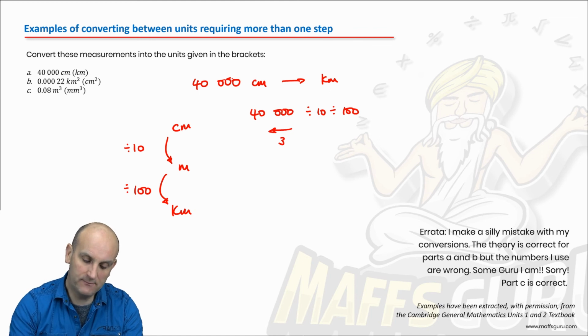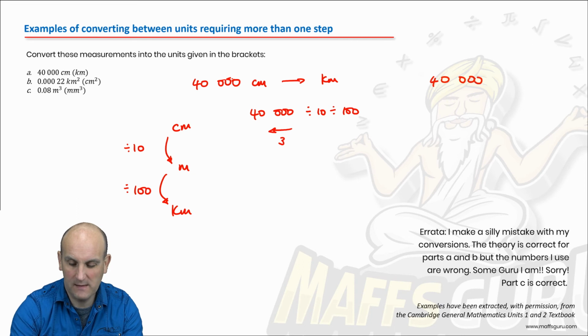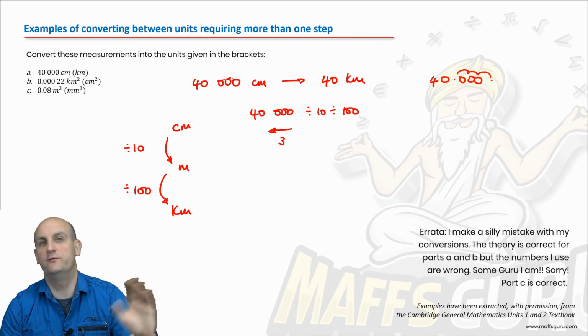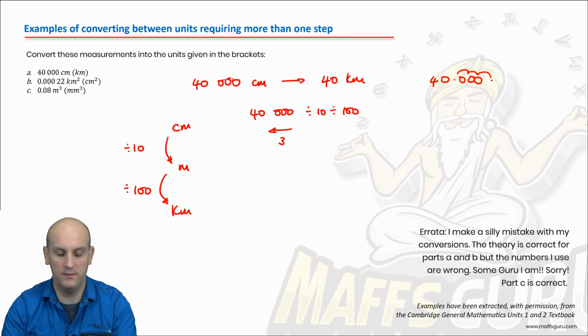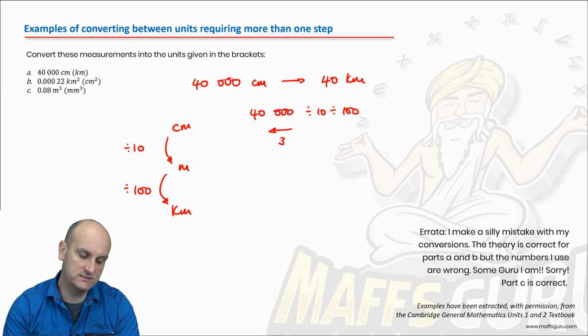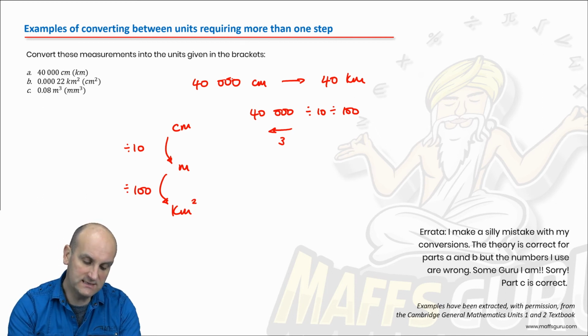So let me see what that becomes. So I've got 40,000. Let's do my working out over here. Here's my decimal point, 1, 2, 3. It ends up there. So that's going to give me 40 kilometers because the decimal point is going to fall between the 40.000 and they all go. Yay! Right, what about kilometers squared to centimeters squared?